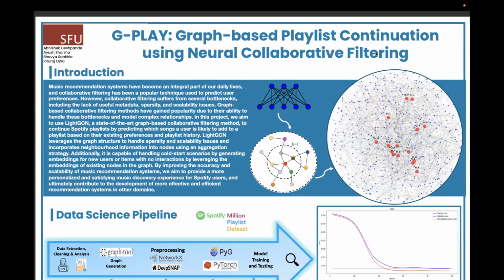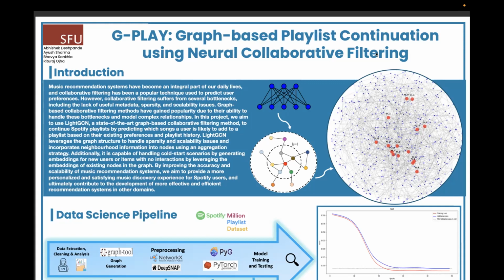So that's where the optimization comes in. It's a process of selecting the best set of songs for a playlist. One popular approach to playlist optimization is collaborative filtering. It is a method to make recommendations by finding similarities in users' behavior. So in this project, we leverage graph neural networks to optimize Spotify playlists using this collaborative filtering.